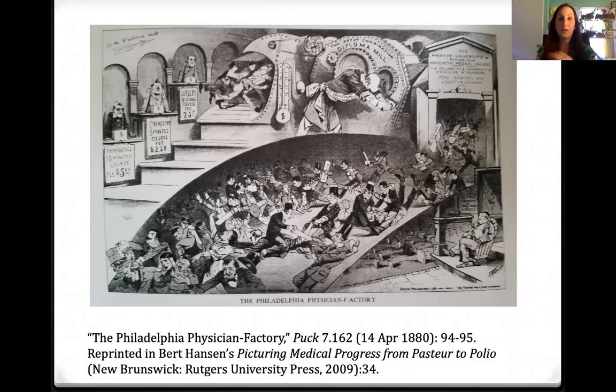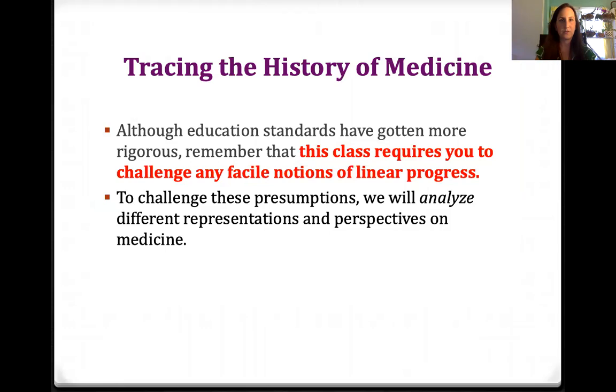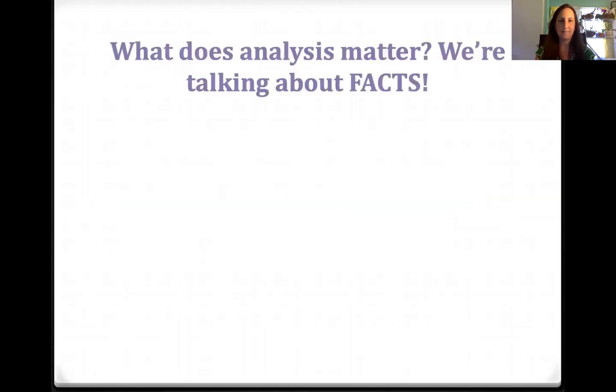If we're going to study what good came of advances in medical science, we also have to think about the bad things that emerge from this shift too. Although education standards have gotten more rigorous, remember that this class requires you to challenge any facile notions of linear progress. To challenge these presumptions, we will analyze different representations and perspectives on medicine.